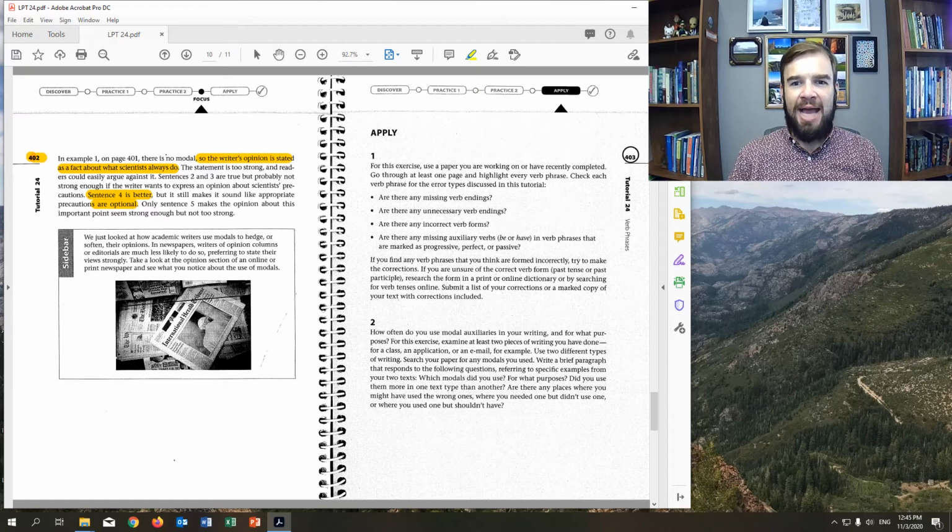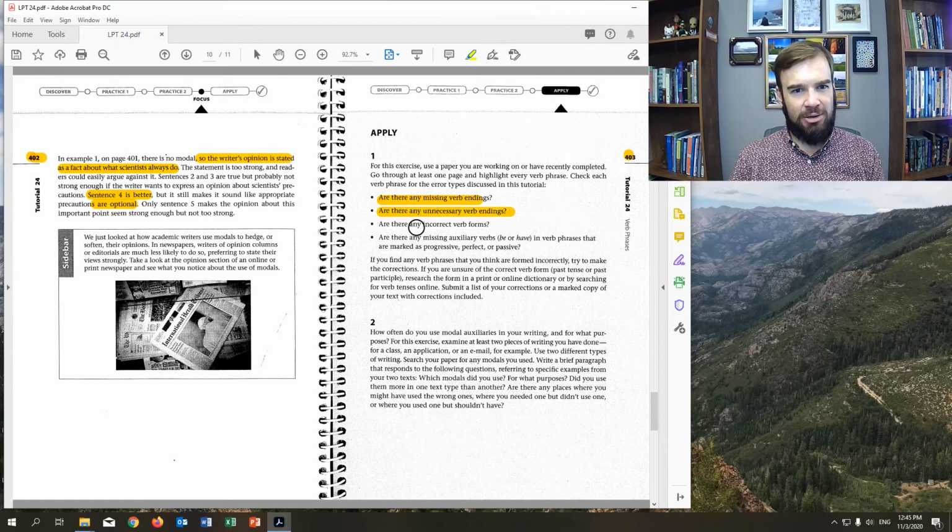All right, the apply activity here on page 403, we're almost done with this tutorial. So 1, for this exercise, use a paper you're working on or have recently completed. Go through at least one page and highlight every verb phrase. Check each verb phrase for the error types discussed in this tutorial. So first, are there any missing verb endings?